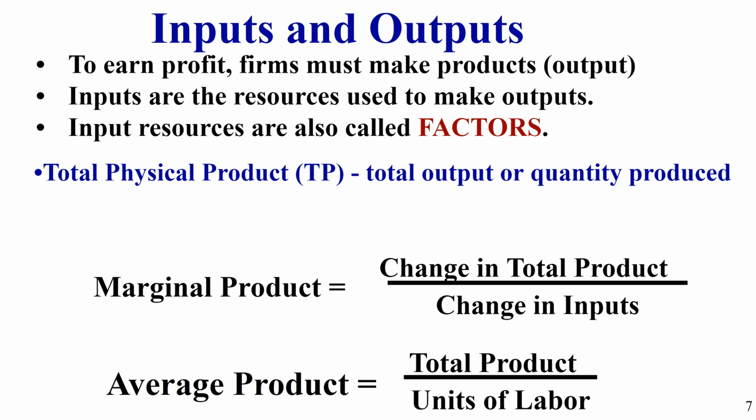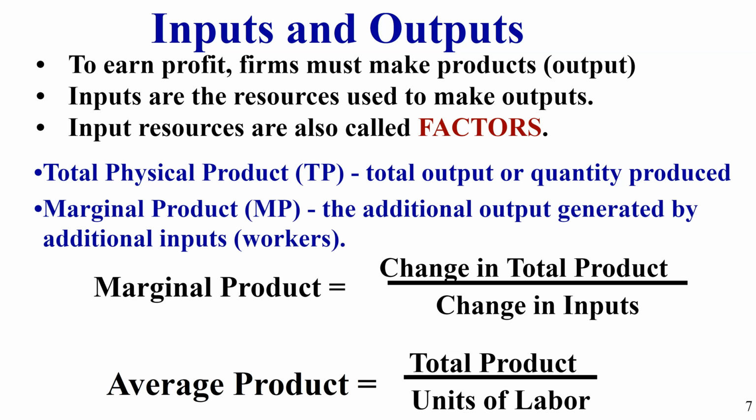So we get the total physical product, or the total product, by taking what is our total output or our quantity produced. Essentially looking at this in terms of what is our total output? What are we producing here? This essentially is our total product. So how much of it can we make? This is the quantity we're producing.